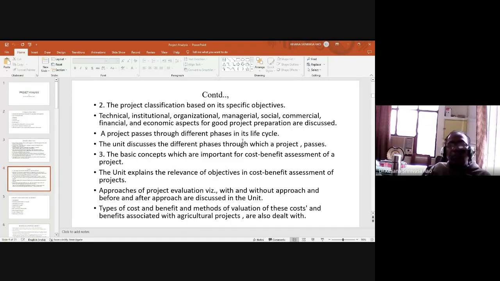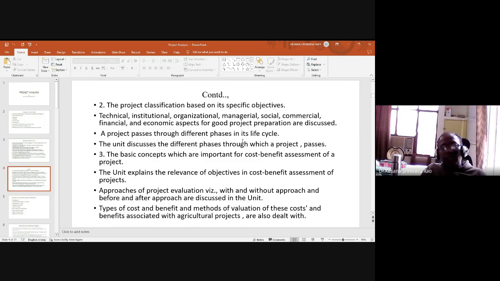And related to each and every objective, how these things are going to be analyzed, what type of costs can be reduced to get more benefits, and what type of costs can be enhanced. Time and again these things can be evaluated or monitored from time to time. Okay, then approaches of project evaluation, with and without approach, and before and after approach. These two things we are also going to discuss.